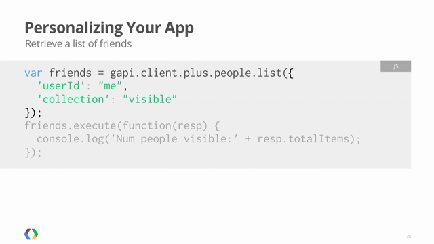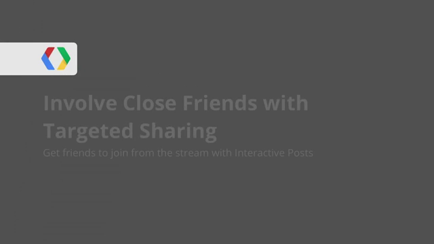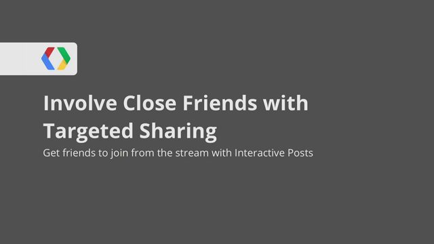Similarly, if you had wanted to fetch the user's friends, we would call people.list on the same object, again specifying the same user ID parameter, for which you again have the shortcut me. In addition, you would need to specify the collection visible parameter to fetch those friends that are visible to your app as selected by the user. Now that we have defined the function, we can execute it, providing a JavaScript function that will receive this profile data and actually personalize your app. Now that we understand how personalization works, Jonathan will tell you how Google Plus Platform provides interactive sharing.